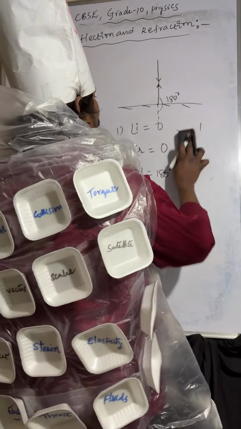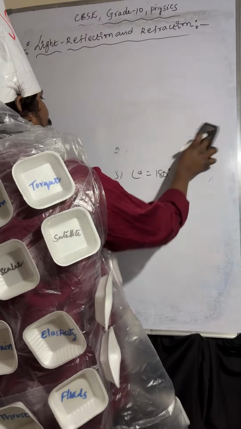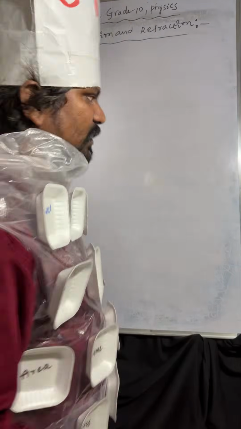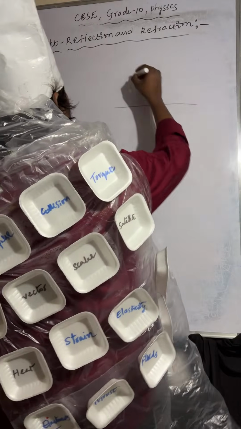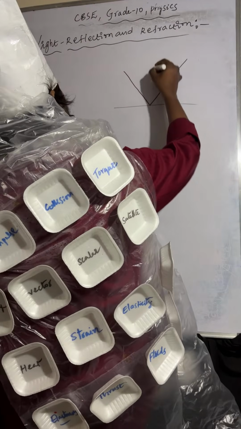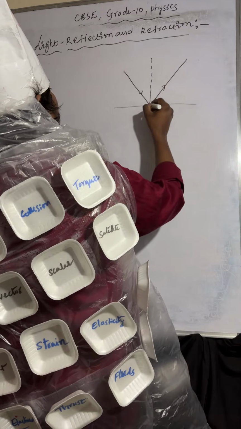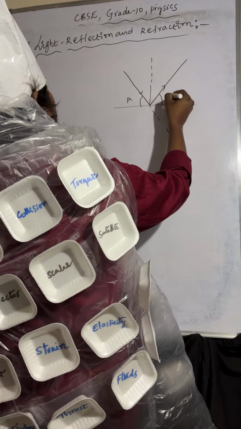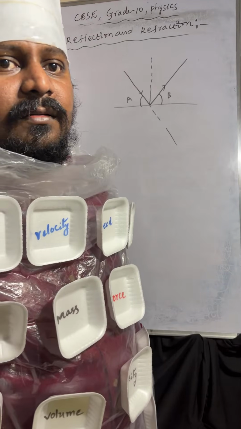Okay. So next, one more question. Regular reflection example. Okay, so we can say incident ray, reflected ray. What is A and what is B? Let me know.